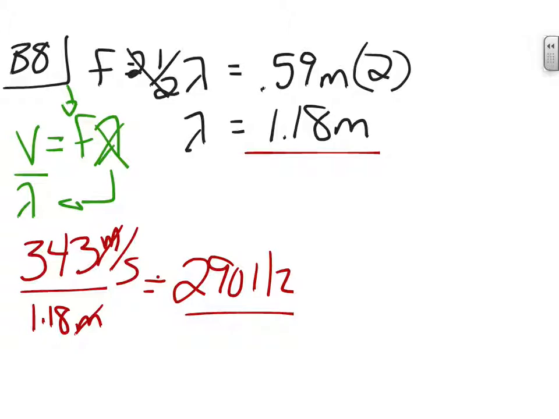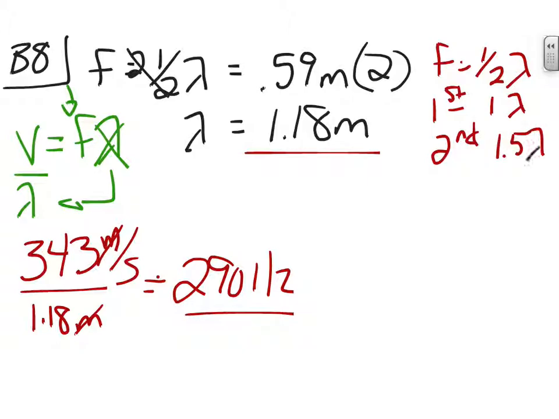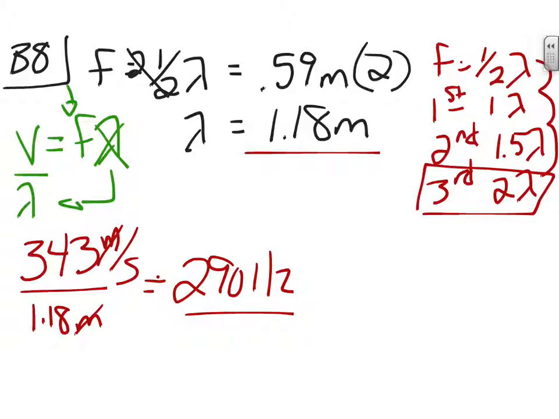The second question was, what is the third harmonic? Well, we said that the fundamental was 1/2 of a wavelength, and so that means the first overtone is going to be 1 wavelength, and the second overtone is going to be 1.5 wavelengths, and the third overtone is going to be 2 wavelengths. Again, notice that we're always jumping by 1/2 wavelength bigger every time.